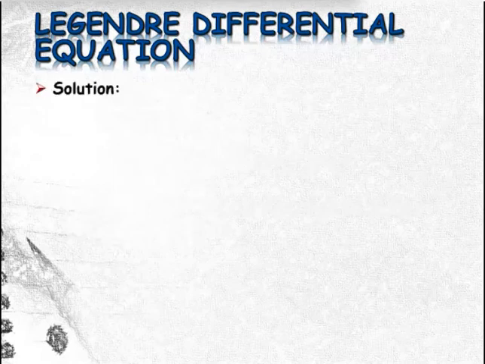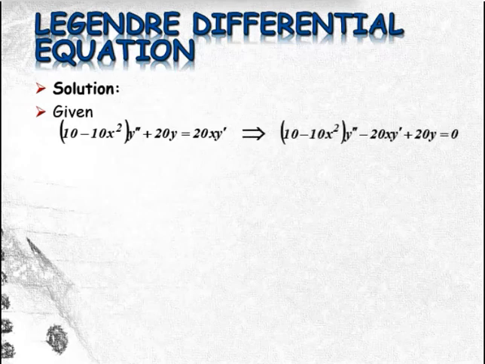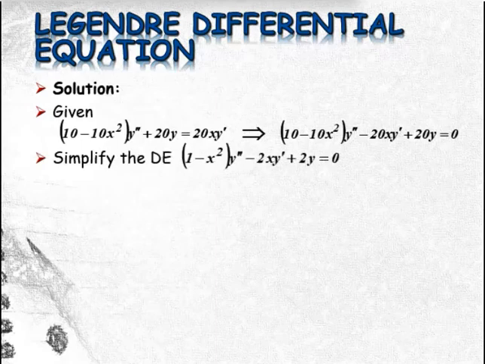So for our solution, let us determine first if the differential equation is of the Legendre differential equation form. Given the expression (10 minus 10x squared) y double prime plus 20y equals 20xy prime, let us use algebra. Let us transpose the expression on the right side to end up with (10 minus 10x squared) y double prime minus 20xy prime plus 20y equals 0. All expressions are divisible by 10. So we will end up with (1 minus x squared) y double prime minus 2xy prime plus 2y equals 0.